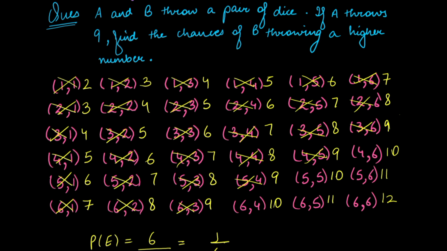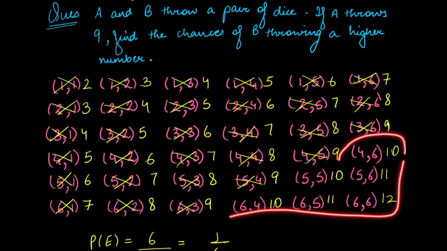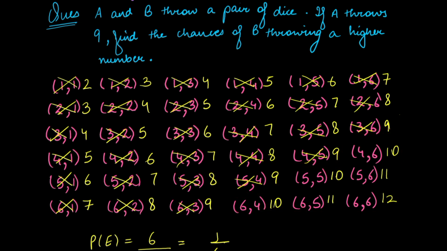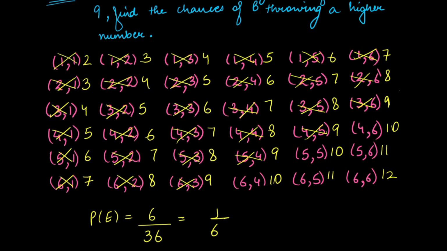So we need to write the sample space first and add them together, that is 1 plus 1, 2 plus 1 and so on, 5 plus 2, like this. And we need to see what the chances are that we get more than 9. So there are 6 such pairs which give us more than 9. These are the 6 pairs. These are the favorable outcomes where B throws more than A. B throws 10, 11 or 12. So the probability is the number of favorable outcomes, that is 6, divided by 36, which is 1 by 6.